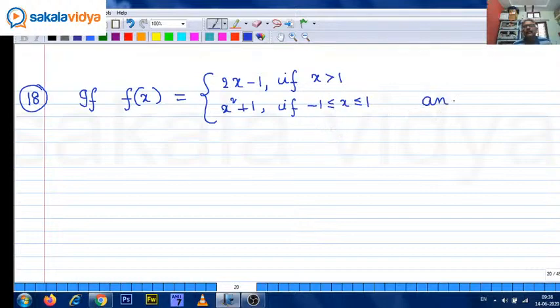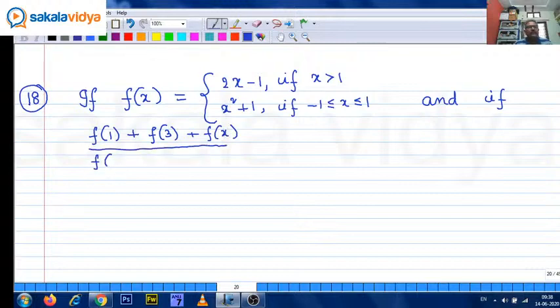And also given that, if f of 1 plus f of 3 plus f of x upon f of 2 plus f of minus 1 plus f of 1 by 2 equals 32 upon 25.